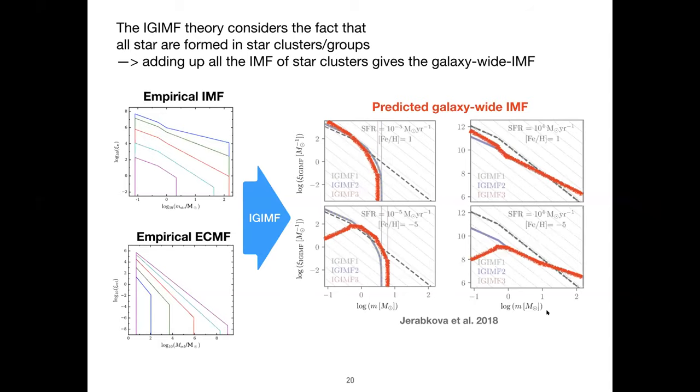So as you can see here, on the right side are galaxies with higher star formation rate, so this is 10 to the 4 solar masses per year. And they have a flatter MF slope, so more massive stars. And for the low star formation rate galaxy on the left, they don't have many massive stars. And also the metallicity is affecting the galaxy-wide MF. For low metallicities on the bottom, you don't form many low mass stars. And for high metallicity on the top, So how does this compare with observation?